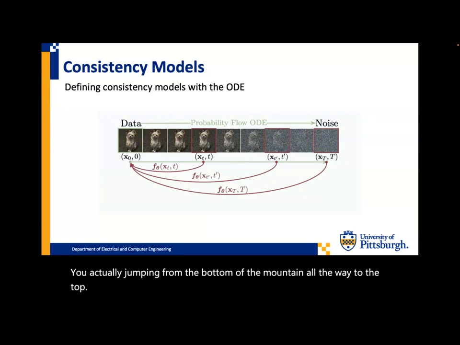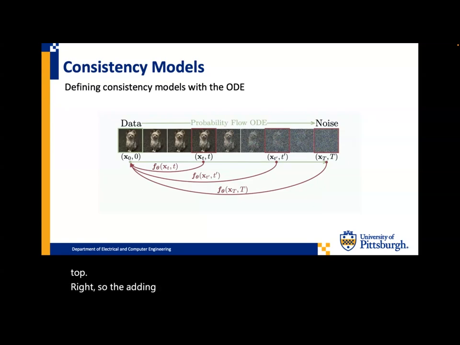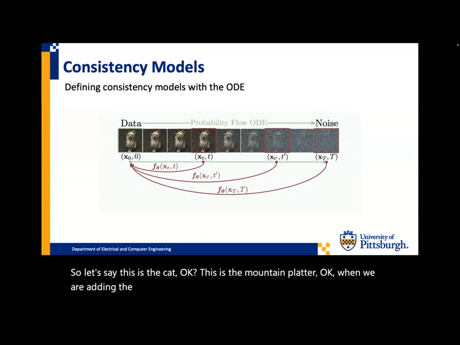So the adding noise process, yes, I have a mark. Let's say this is the cat, okay? This is the mountain plateau. When we are adding the noise, we are taking one step at a time. But we know that there is a path coming to the bottom.